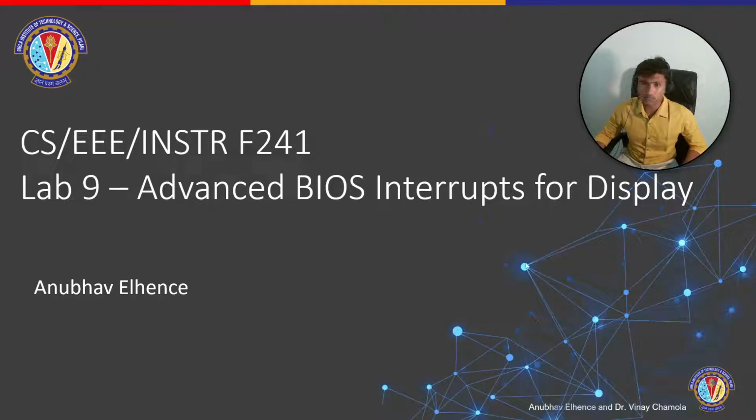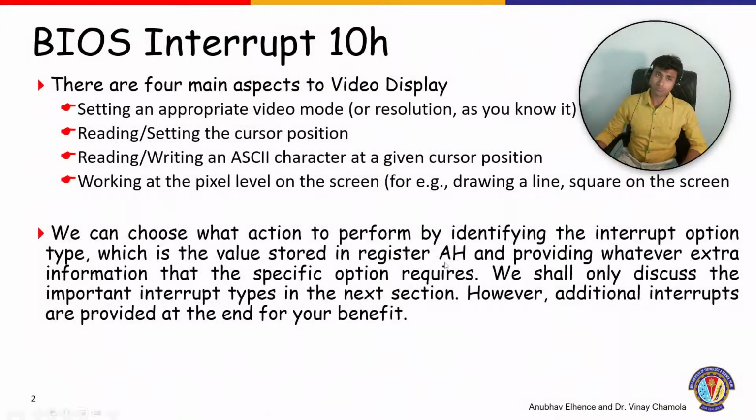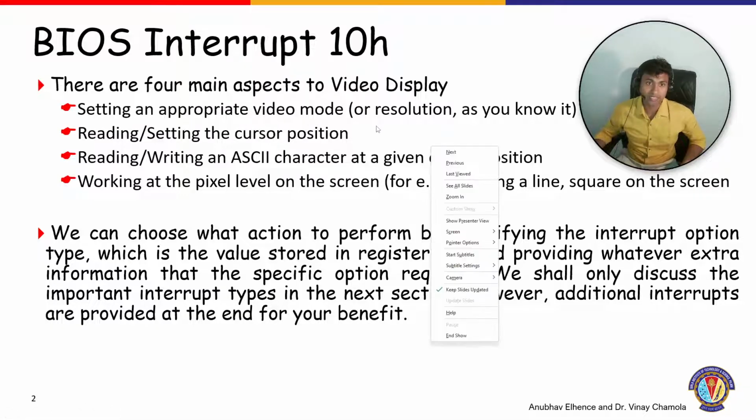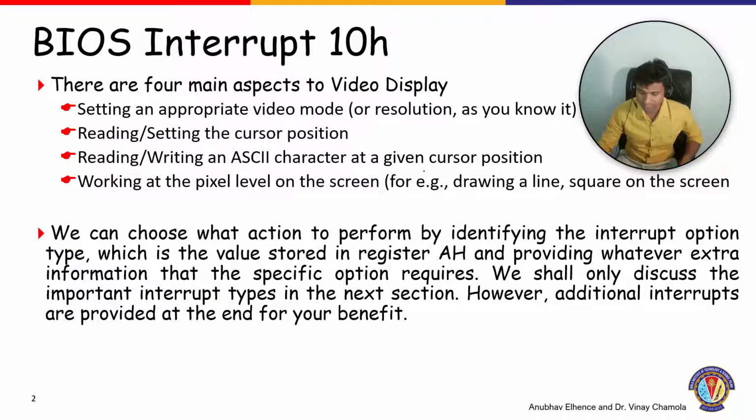So let's proceed. This is a quick revision of BIOS interrupt 10H. Last time we saw that there are main aspects to video display: setting an appropriate video mode, reading or setting the cursor position, and reading or writing an ASCII character at a given position. What we'll work on today is something very similar, but people very often get confused and think that writing an ASCII character is the same as doing graphing or putting out a display. What we're going to work on is the pixel level on the screen, for example drawing a line or a square on the screen.